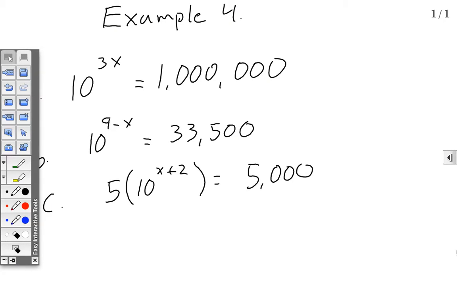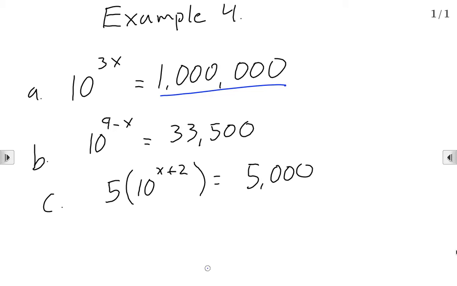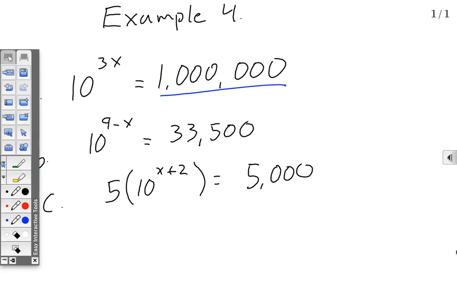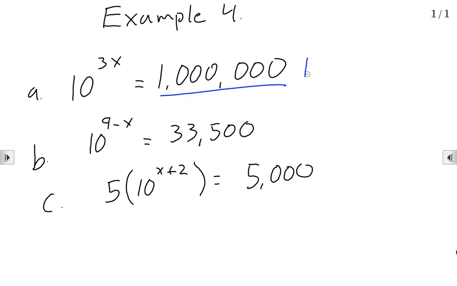Okay, let's look at example 4. In each case, we're going to be solving for x. And in each case, rewriting that value using exponents is going to be the most important step. Let's go ahead and do that in example 1. 1 million is the same as 10 to the 6th. What that means is we can rewrite this as 10 to the 3x, that's for this piece, equals 10 to the 6th.